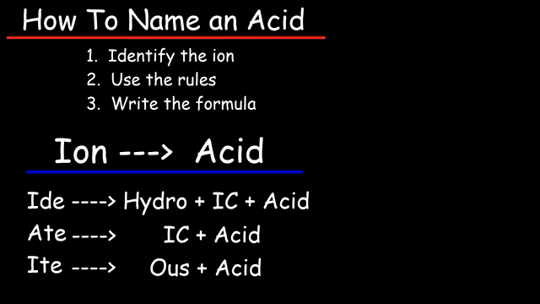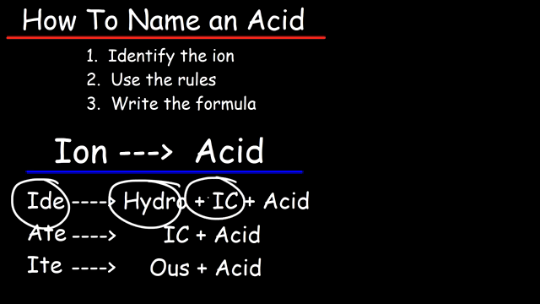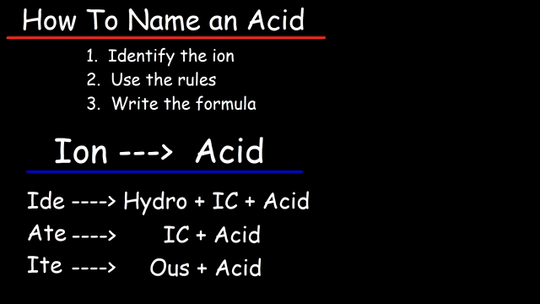The second thing you want to do is use the rules, and here they are listed below. So let's say you have an ion with the suffix IDE. You're going to replace that with the prefix hydro plus the suffix ic and then the word acid. Now, if the polyatomic ion ends in the suffix ate, you're not going to use the prefix hydro. All you're going to write is ic plus acid. If the polyatomic ion ends with ite, then you're going to replace that with ous, and then add the word acid.